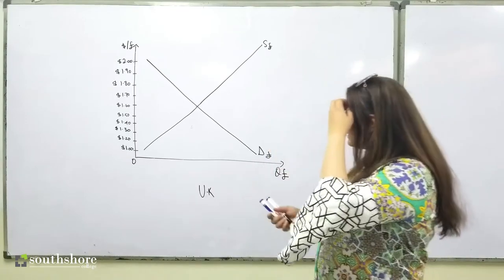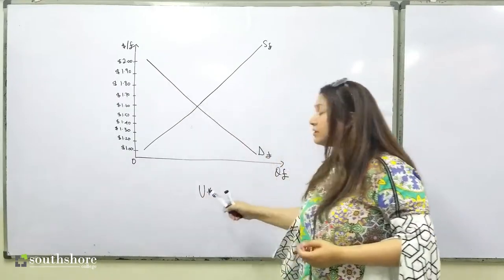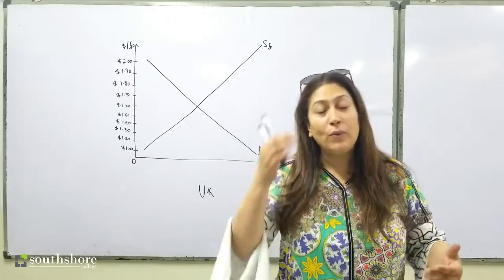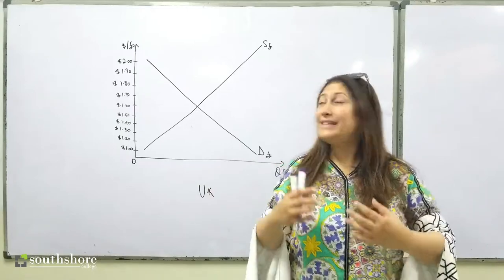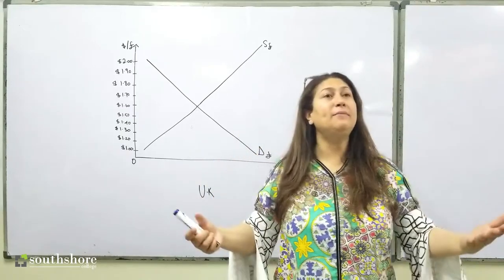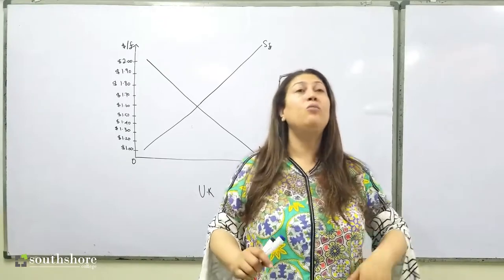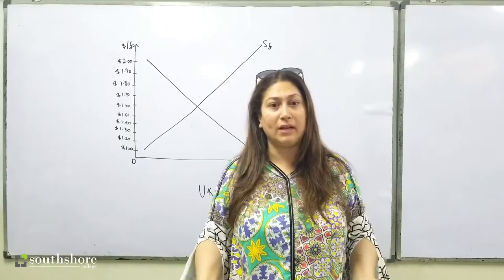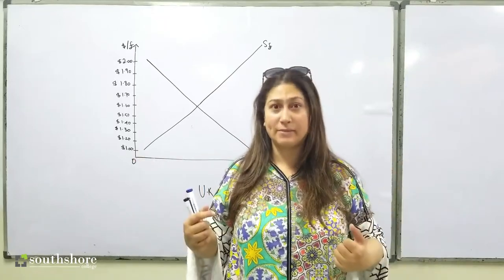Now, I need you to understand this. Why are people on the forex market demanding pounds? Local residents do not demand their own currency. We don't go to Western Union and demand our own currency. It is other people. If I need money, I will go to my bank and take out money for groceries. I won't go to Western Union and take out money for groceries. It is not a local demand for money. The demand for money comes from internationally on the forex market.